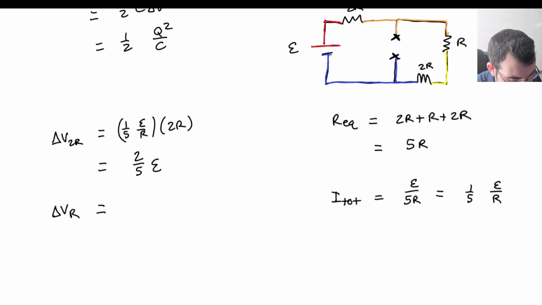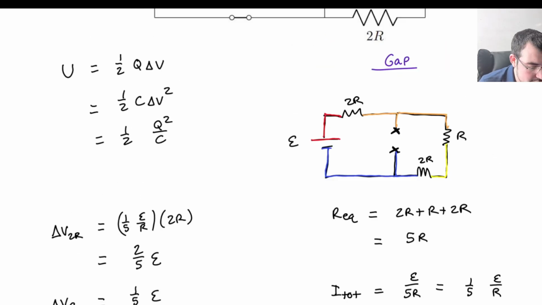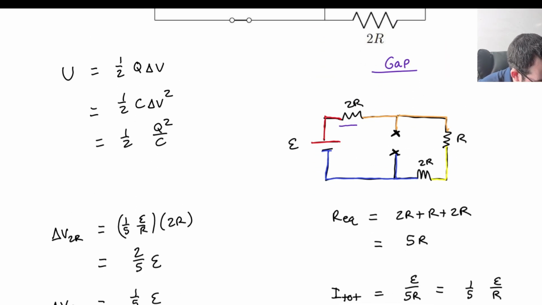Then delta V across the resistance R by similar logic is going to be 1/5 epsilon, and then delta V across the second 2R is going to be 2/5 epsilon, right? They all receive the same current, so I'm just plugging in my I for delta V. Why is that helpful? Well, of course, we want the voltage across the capacitor, which we didn't include at all through this.